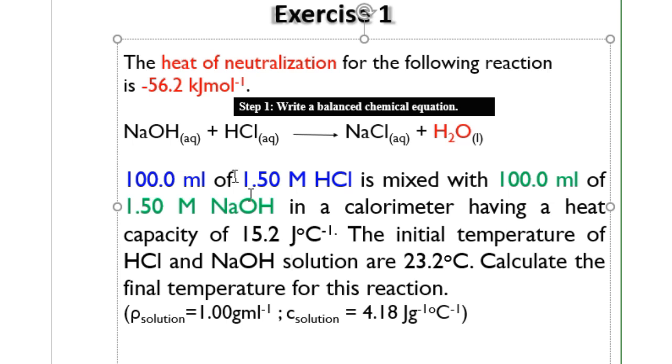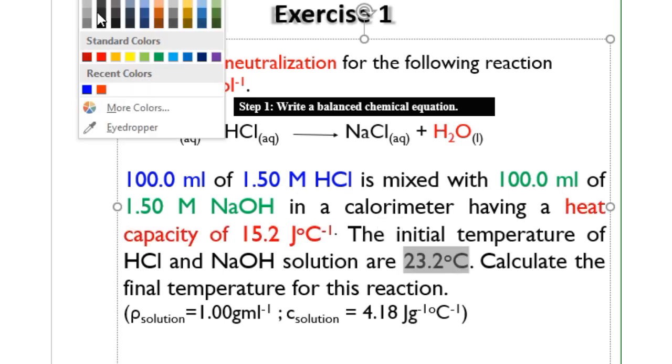So the number of moles, no problem. By using MV per thousand, we can find the number of moles of the sodium hydroxide and hydrochloric acid. Once we know the number of moles of the reactants, then we can know the number of moles of water as well. And then in a calorimeter having a heat capacity, this is another piece of information. The heat capacity of the calorimeter is given. The initial temperature is 23.2.